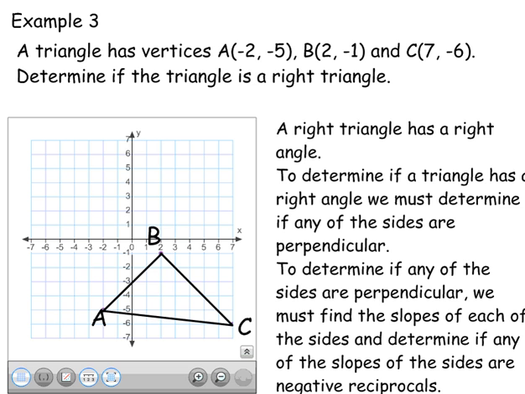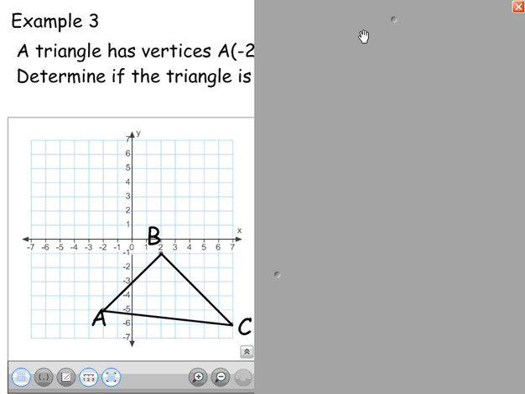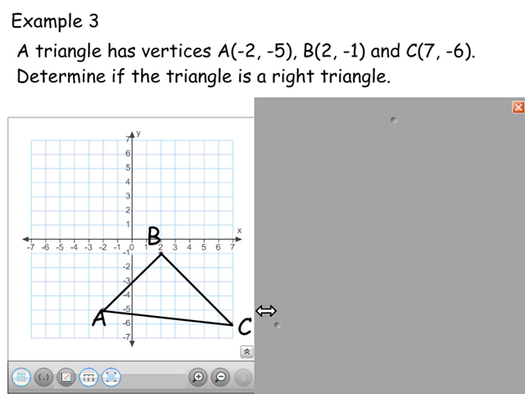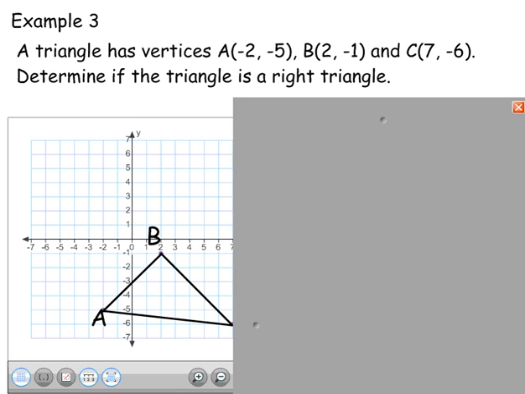Let's try one more. And this one says, so let me just cover this up for a second. And I'll cover that up too. It says, a triangle has vertices A, -2, -5, B, 2, -1, and C, 7, -6. Determine if the triangle is a right triangle. So I went ahead and I graphed it. So this is triangle ABC. And we're being asked to determine if it's a right triangle.